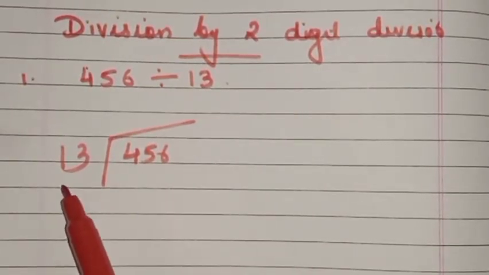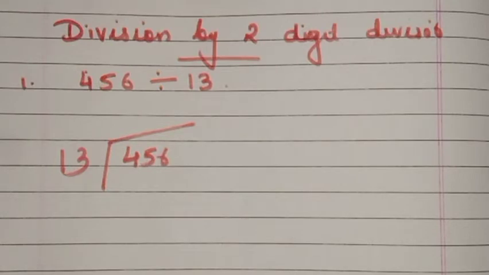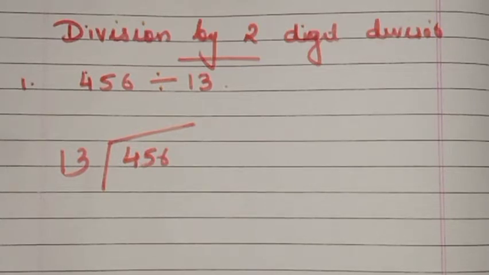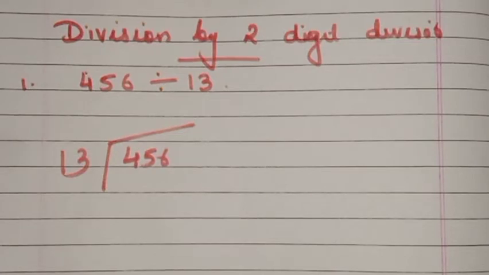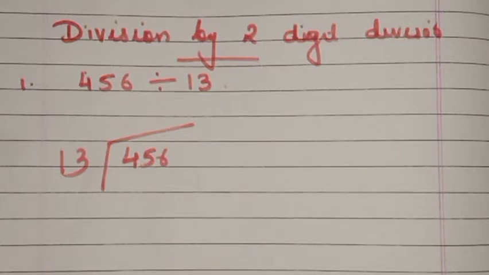If you know the table of 13, it is easy to do. We study only up to 10. Try to learn the table up to 15. It is very useful to do division. You have finished studying up to 10, so try to learn up to 15 also. With the table up to 15, it is easy to do the division.